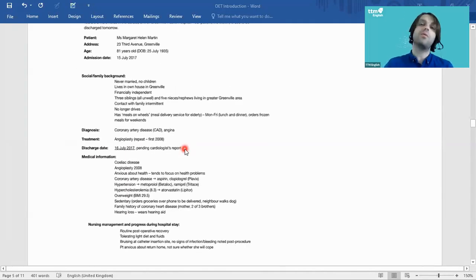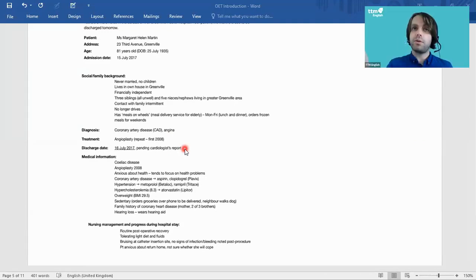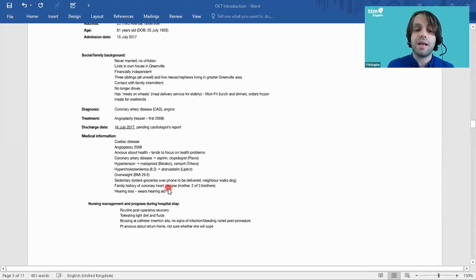So on the one hand, we know she's had 2 angioplasties. She's very old. It's a discharge letter, so she's coming out of hospital. And one of the big things about these case notes is that she doesn't have any family to take care of her. Do we all agree that's the basic situation? Yes? Okay. So now I'm going to show you an essay.